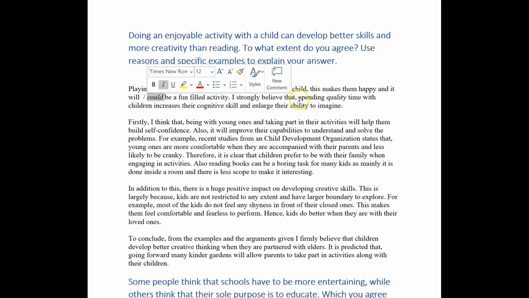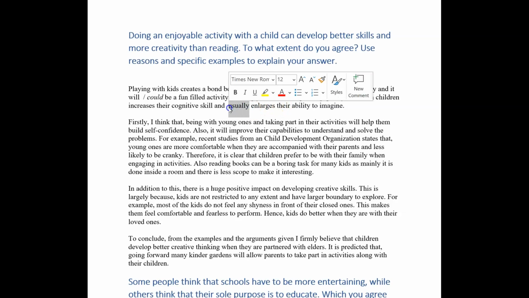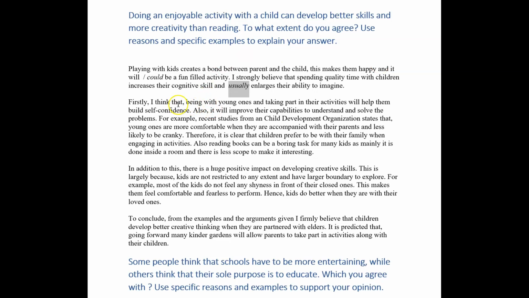I strongly believe that, no comma there, spending quality time with children usually increases their cognitive skills. We have to use these little words. You need an S there: their cognitive skills, their ability to imagine. These little words like "usually" and "could" are really important in academic style. Okay, so that's your intro.